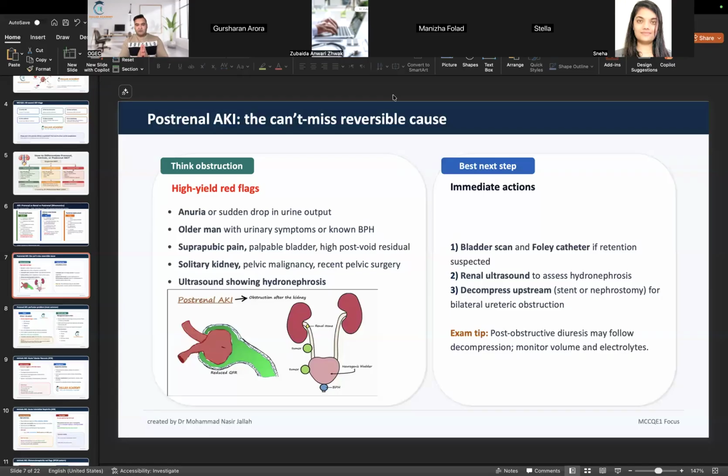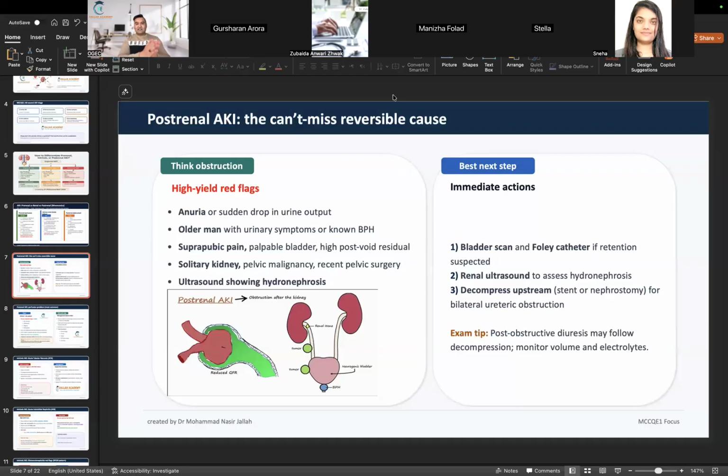So anuria, and usually they give a scenario about someone who is elderly. And if they want to test you on post-renal, they not only give you an elderly, they will give you a male patient. Why? Because it's more common in male rather than female. Again, I'm not saying it doesn't happen to female. It does, but it's more common in male. I'm not saying it doesn't happen to the younger generation. It will, but it is more common in elderly.